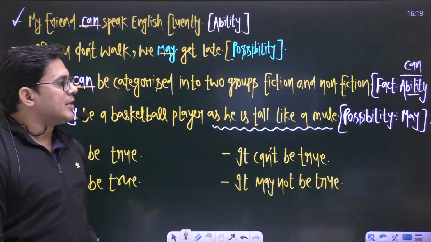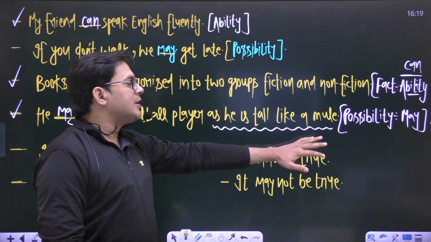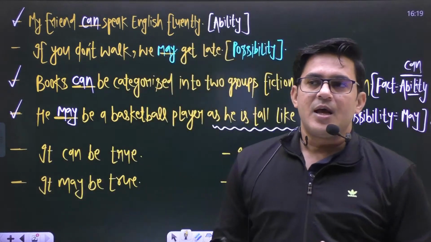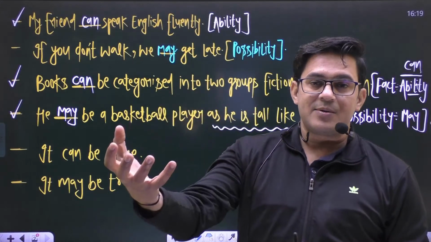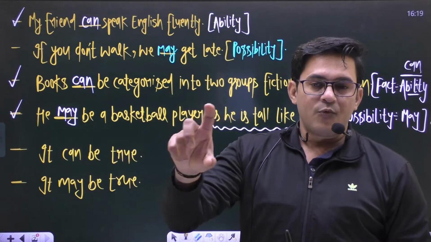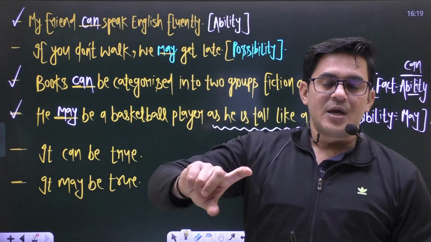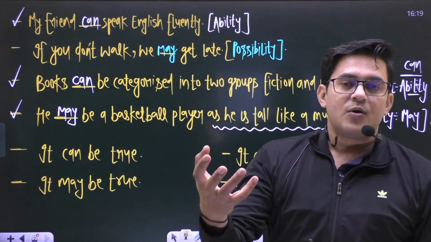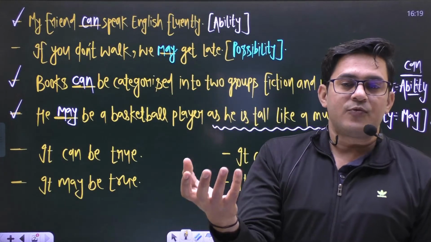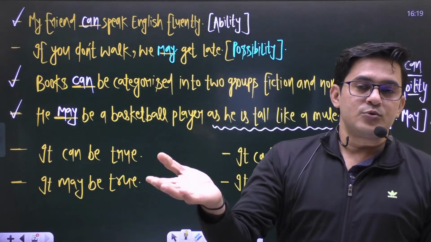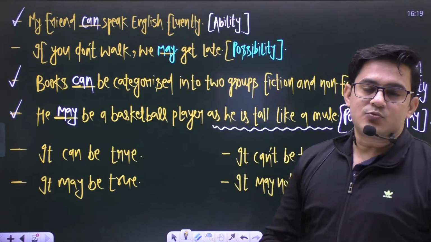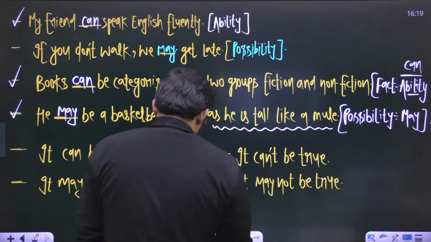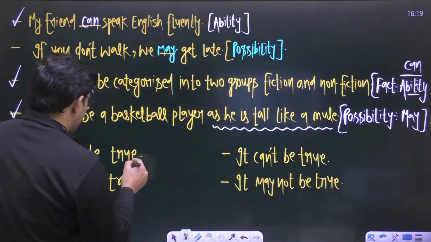So anything that is possibility. If you don't know something about a person, and whenever you just assume him or her to be something, when you don't have the actual fact and you just assume, in that case we use may. Okay, it can be true, it may be true.